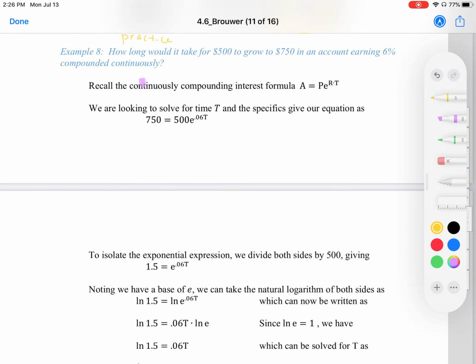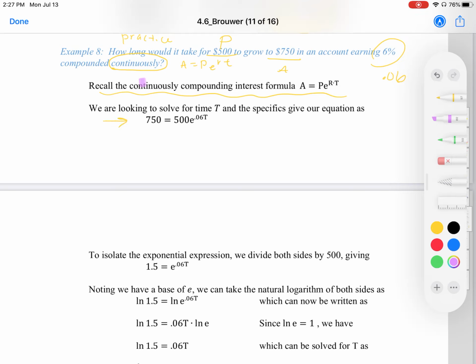How long would it take for $500 to grow to $750 in an account earning 6% compounded continuously? Continuously is a hint to let us know that we're working with a different type of formula, and that's A equals Pe to the rt, which we have here. We are looking to solve for t, and from our specifics, we get an r of 0.06. We have an ending amount and a starting amount, so that we have this formula here.